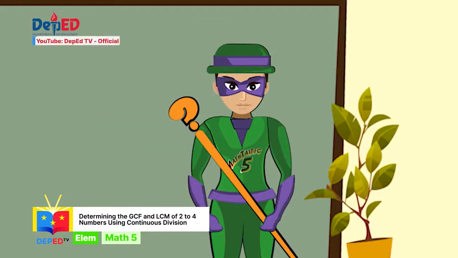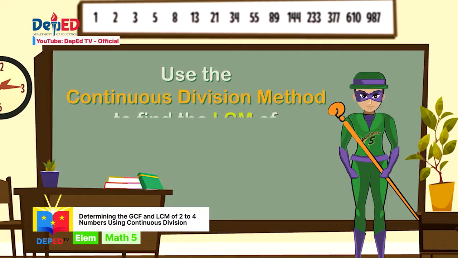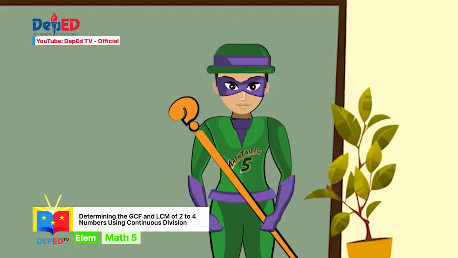Math heroes, we are not done yet. The professor said that you need to master not only the GCF, but also the LCM. This time, you need to solve the LCM of the given numbers using the continuous division method. Find the LCM of 10, 12, and 8. You have 30 seconds. Your super time starts now.